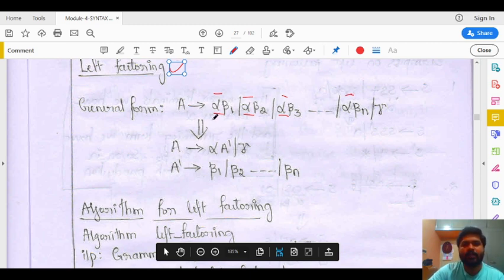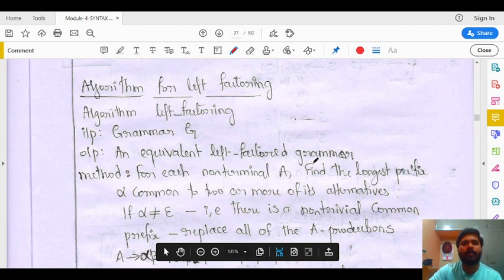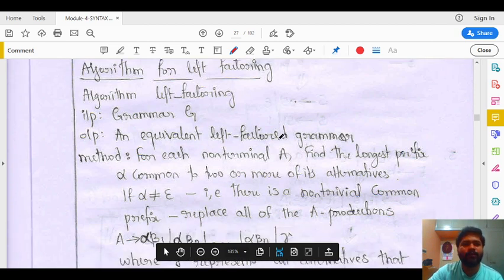So A tends to whatever is repeating, and I make it only one term, that is alpha followed by A dash, and whichever term doesn't have this will become my gamma. So A dash will tend to beta 1 or beta 2 until beta n. So the grammar for left factoring looks this way.